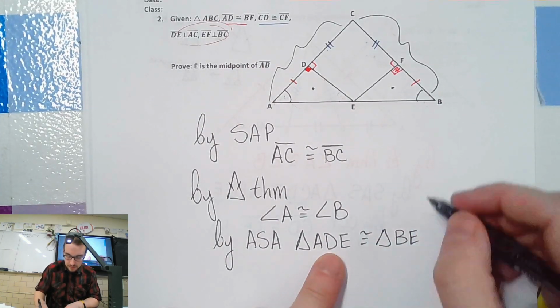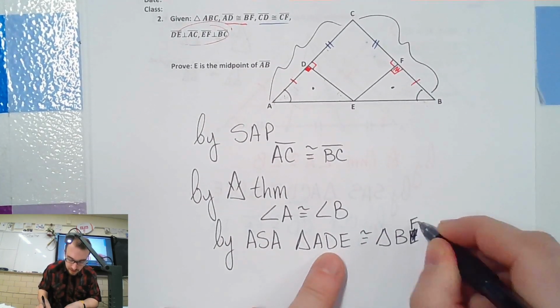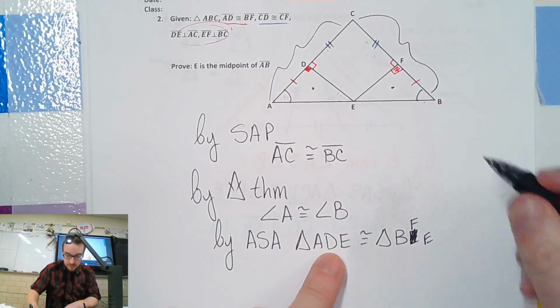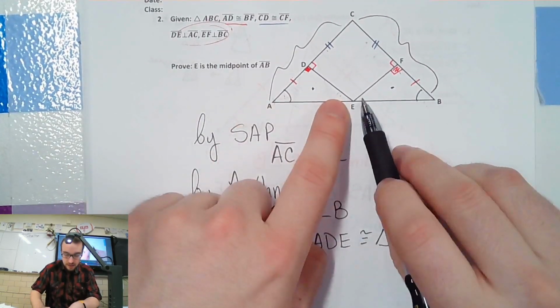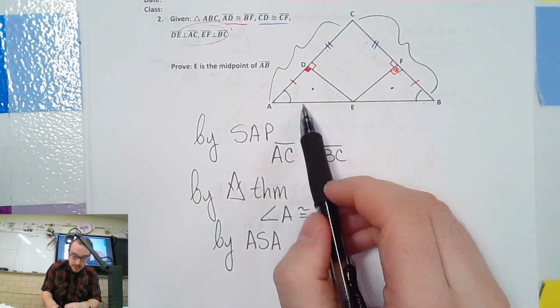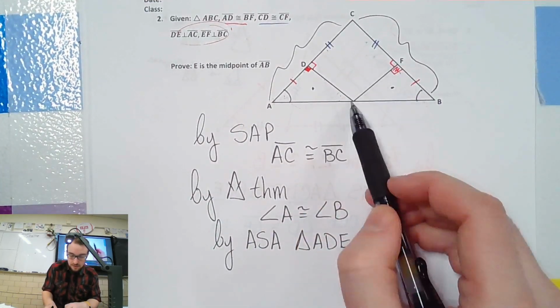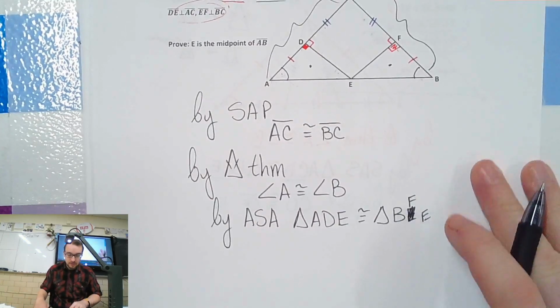Or not E. That was F. E is going to go with itself. My bad. D and F go together. A and B, E and E. Okay. And that's because E is made up of the hypotenuse and the unknown side. Hypotenuse, unknown side. Okay. So now we know those are congruent.